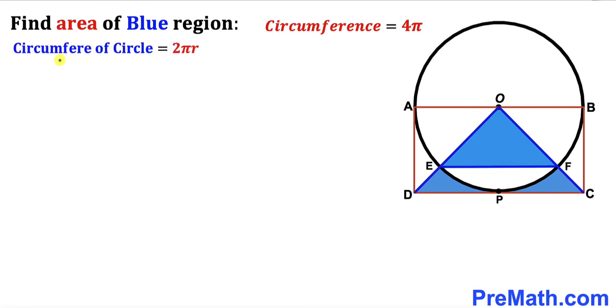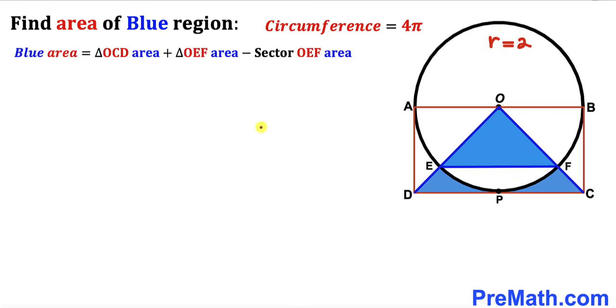Let's recall the circumference of a circle formula. Circumference equals 2 pi r, where this lowercase r is the radius, and we have already been given the circumference as 4 pi. So I can write 4 pi equals 2 pi r. Now I'm going to divide both sides by 2 pi to isolate the radius r. We can see this 2 pi and 2 pi is gone. So our radius r turns out to be 2 units. Thus the radius of this circle is 2.